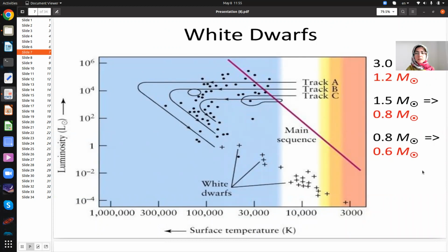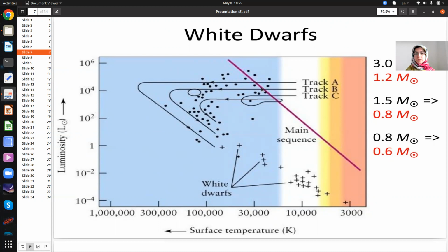Here you see the different initial solar masses that become a white dwarf. For example, a star of 3 solar mass becomes a 1.2 solar mass white dwarf. If the star has 1.5 solar mass, it becomes a 0.8 solar mass white dwarf. If the star has 0.8 solar mass, it becomes a white dwarf with 0.6 solar mass.